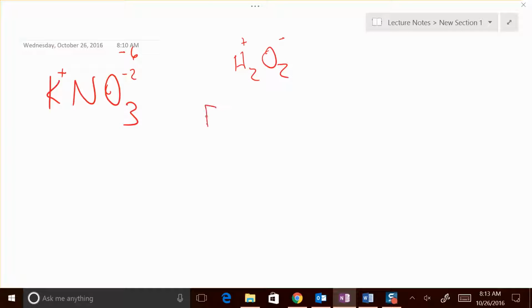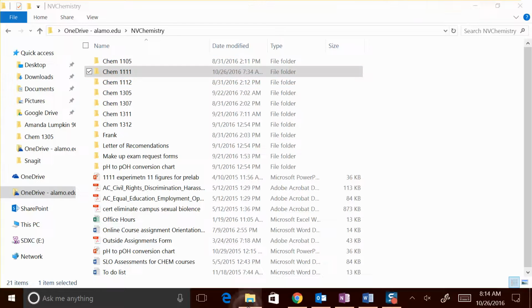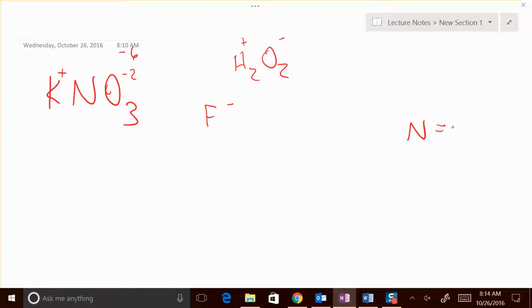Fluorine is -1. You can count on that. But basically everything else, you can't. I can't look at nitrogen on the periodic table and say it's going to be -3, because this is not ionic. That is not an ionic nitrogen. If it was an ion of nitrogen, yes, it would be -3. But it's not. This is a covalent compound, NO3.